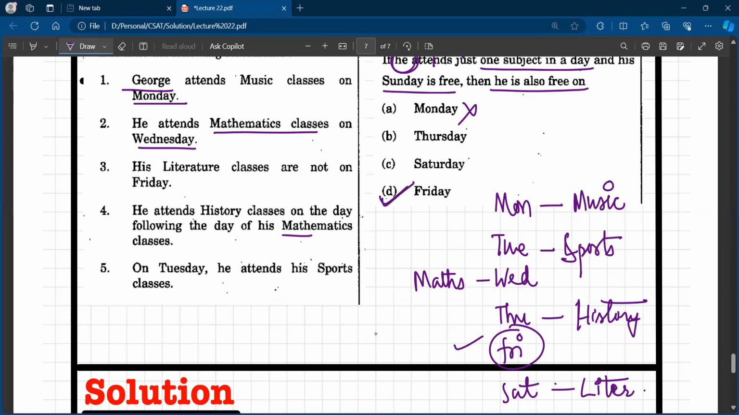Clear? This is the basic fundamental approach you can do to solve the question quite easily without complicating the things.